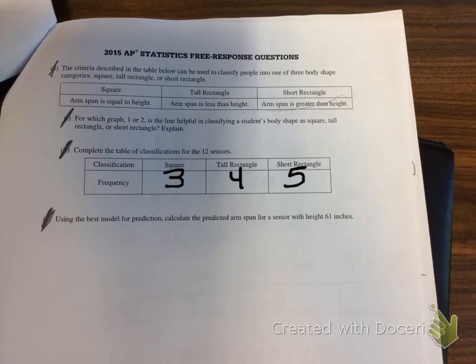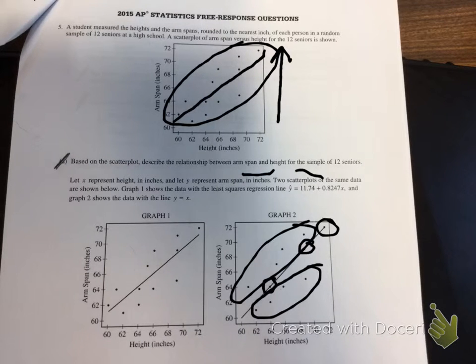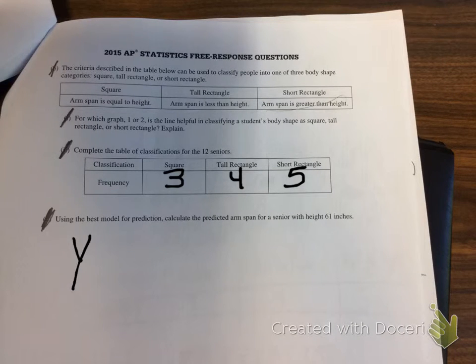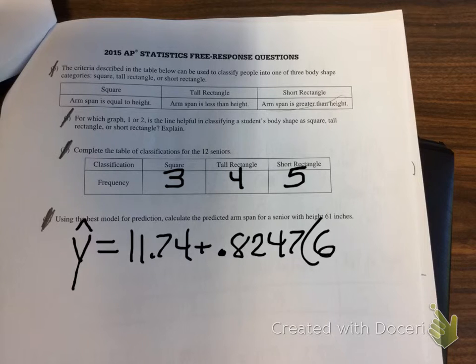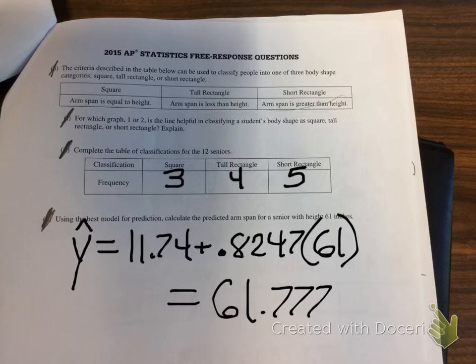Using the best model for prediction, calculate the predicted arm span for a senior with height 61 inches. So, it looks like that's a job for the LSRL: y hat equals 11.74 plus 0.8247x. Since height is x, we just predict y, the arm span, by plugging it into the equation. So 11.74 plus 0.8247 times 61 is equal to 61.777. Assuming we didn't make some horrible calculator error somewhere, that should be the right answer. And there you go. Luckily, there aren't any other parts.